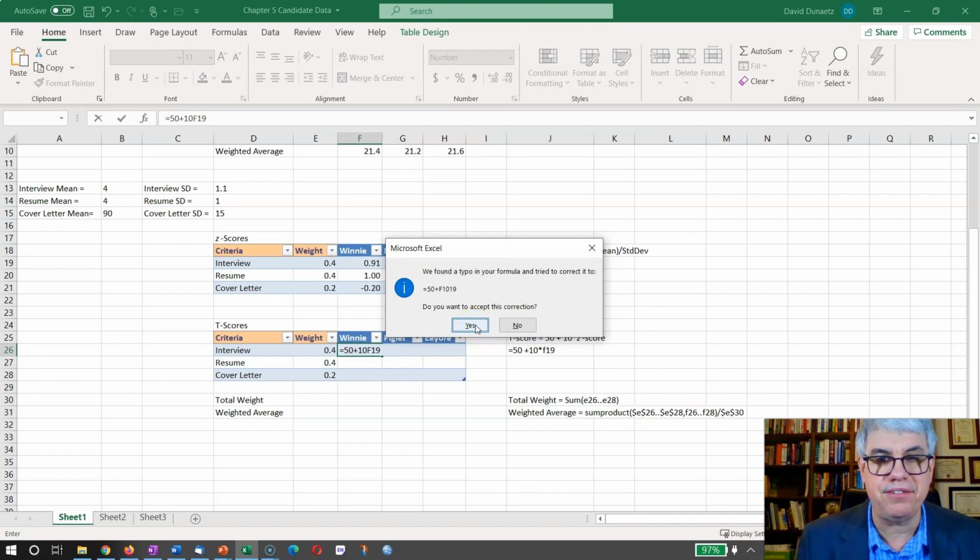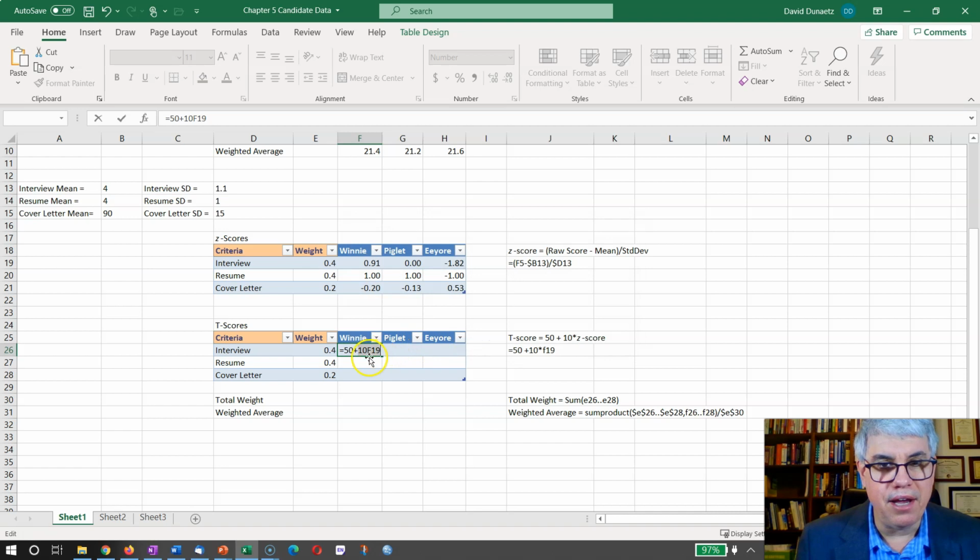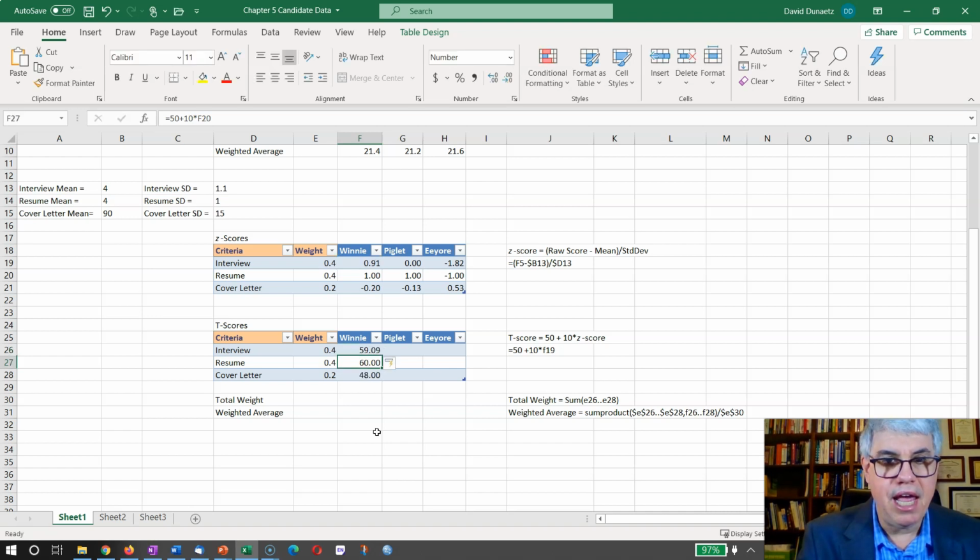I forgot the star, so I don't want that correction. Okay, so I forgot the star in there. I have to put the star for the multiplication. Equals 50 plus 10 times F19, enter. And now we've got t-scores for everybody. We got 59 for Winnie for his interview, 60 for his resume, and 48 for his cover letter.